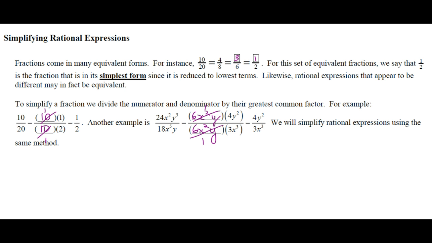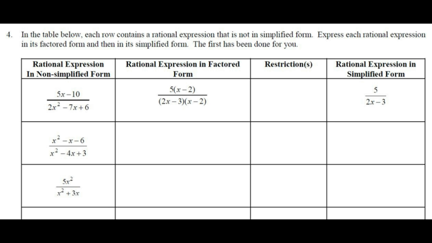We will simplify rational expressions using the same method. In the table below, each row contains a rational expression that is not in simplified form. Express each rational expression in its factored form. Then the restrictions. So the restrictions come from the factored form.